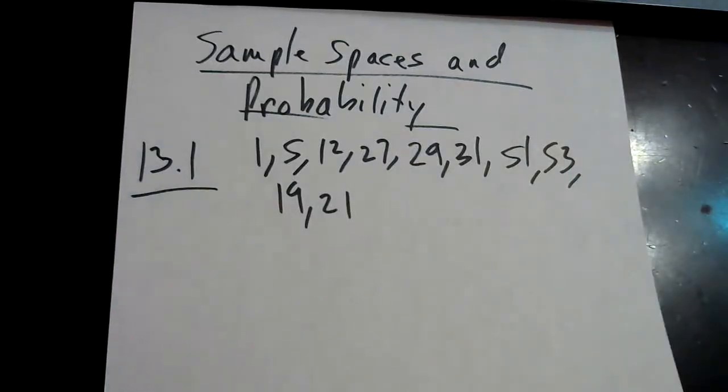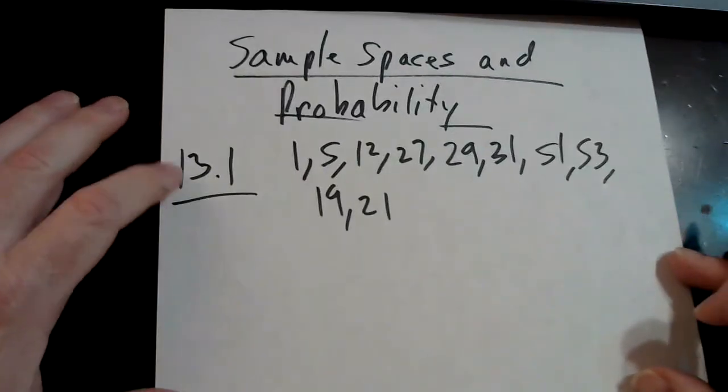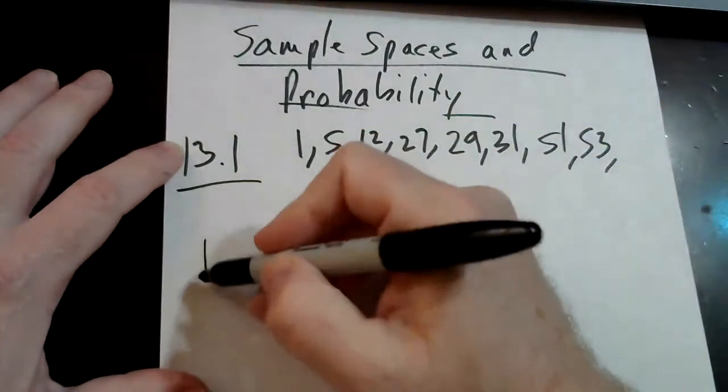Hello, 1060 class. Let's start the new material. This first section is called Sample Spaces and Probability. So there are 10 problems. Let's do the first one.